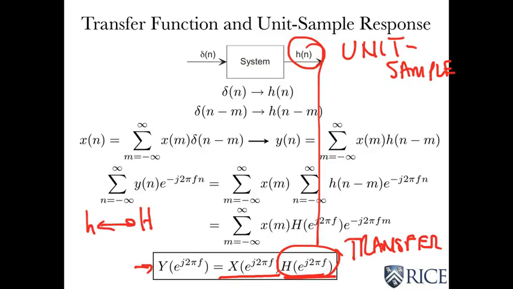So this is a way of finding the transfer function. That's why finding the unit sample response in all those examples we did for difference equations was so important. It's because I know that if I can compute the DTFT of that unit sample response, I've got the transfer function right away. Very, very nice.